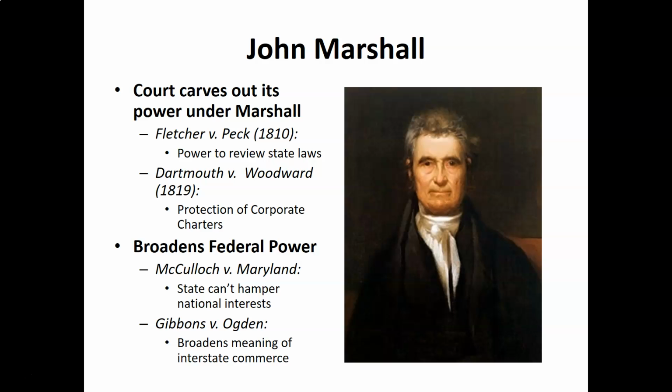Now, that's just for the courts. In terms of actually broadening the power of the federal government in general, you have McCulloch versus Maryland and Gibbons versus Ogden. McCulloch versus Maryland, we've talked about previously in this class. It's important because states can't interfere in national interests. So basically, this is important because the federal government has supremacy over the states. It's reaffirming the Supremacy Clause, or Article 6 of our Constitution. Now, Gibbons versus Ogden, the last one here, broadens the meaning of interstate commerce. So basically, it gives an understanding of trade moving between the states themselves and how that actually functions.